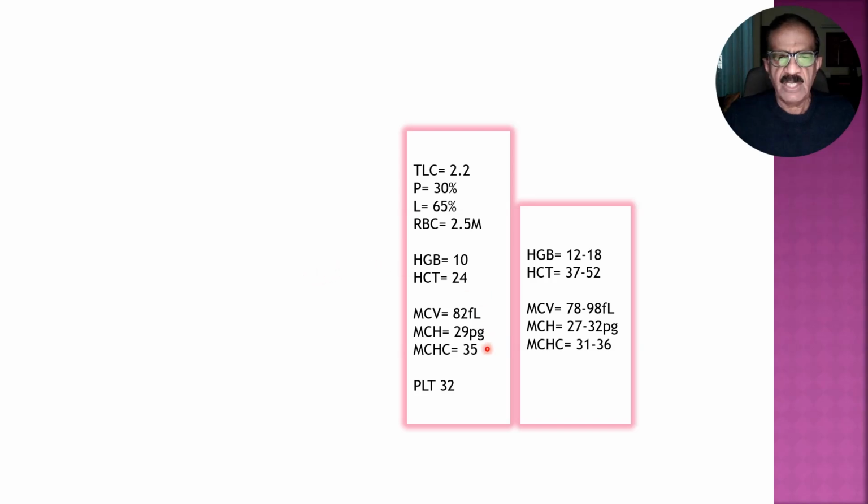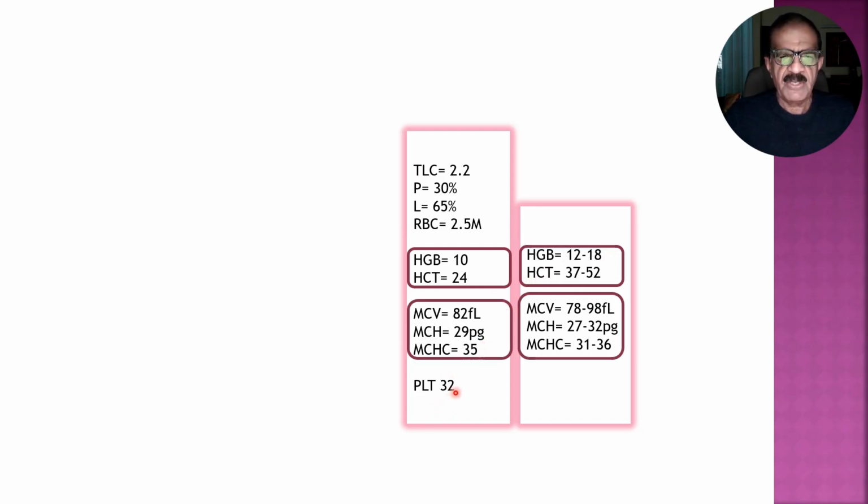Coming to the end, this is another picture. HB is low, hematocrit is low. So this patient has got anemia. But see all the indices. MCV is normal, MCH is normal, MCHC is normal. So this patient has got normochromic normocytic anemia.